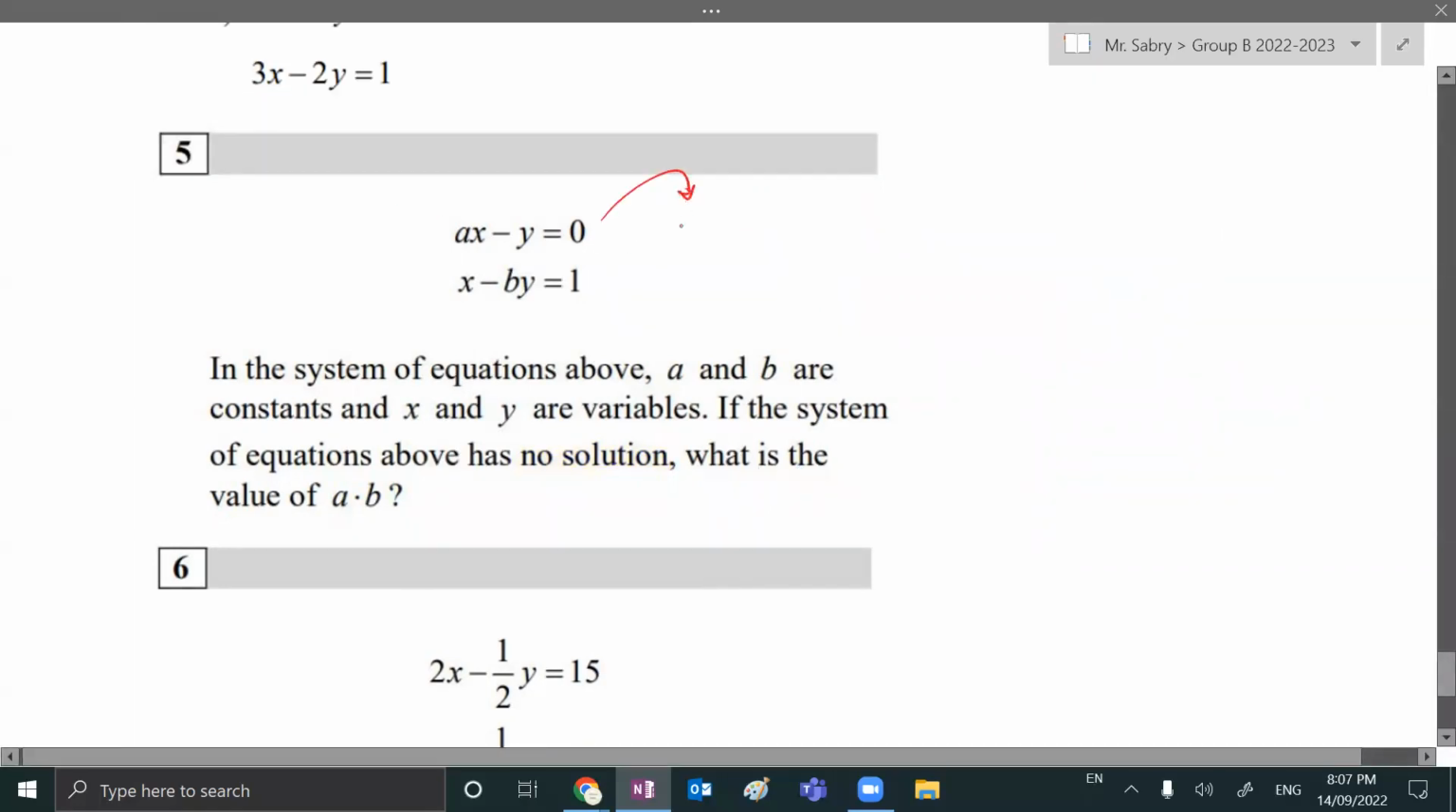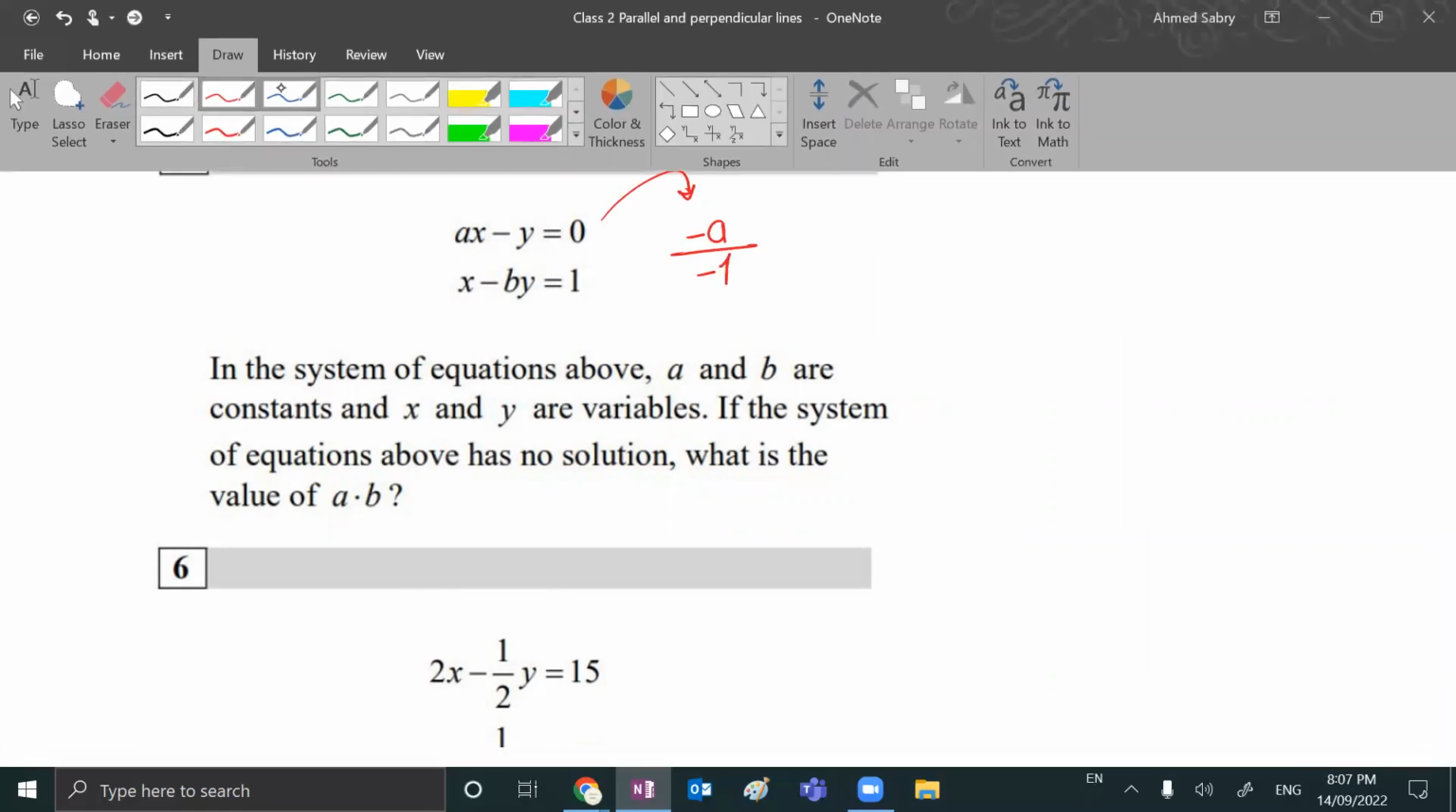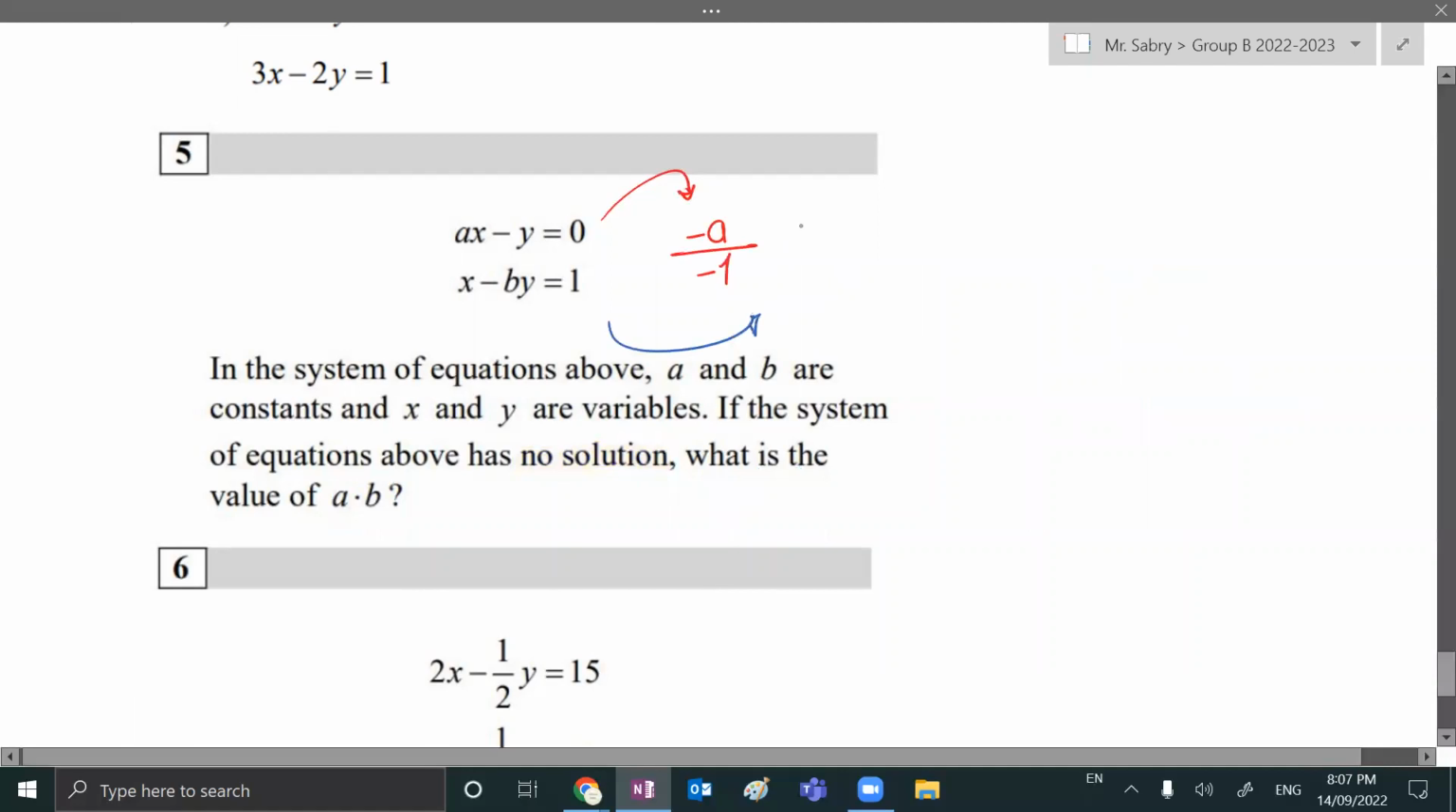The slope of this one is negative the coefficient of x over the coefficient of y, and the slope of the other one is also the negative coefficient of x over the coefficient of y. And again, since they have no solution, the slopes must be equal to each other. Now, negatives and negatives cancel each other, and a/1 is just a. Negative and negative cancel each other, and you'll have just 1/b.